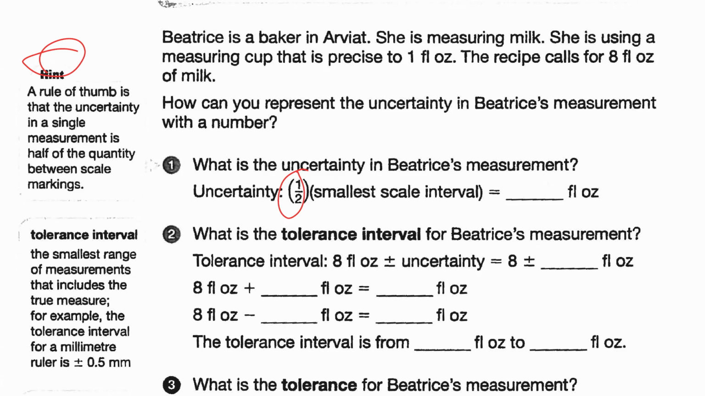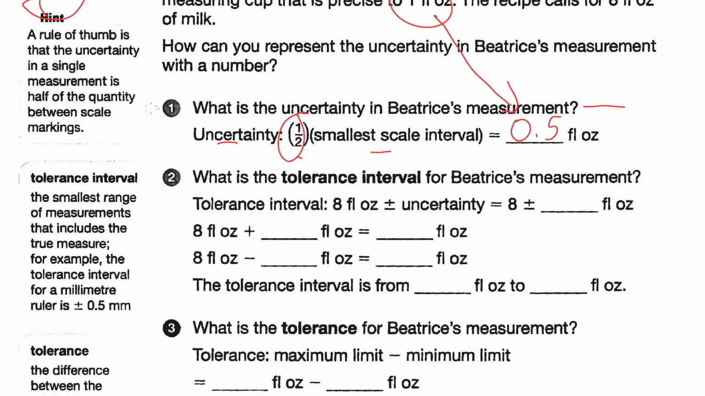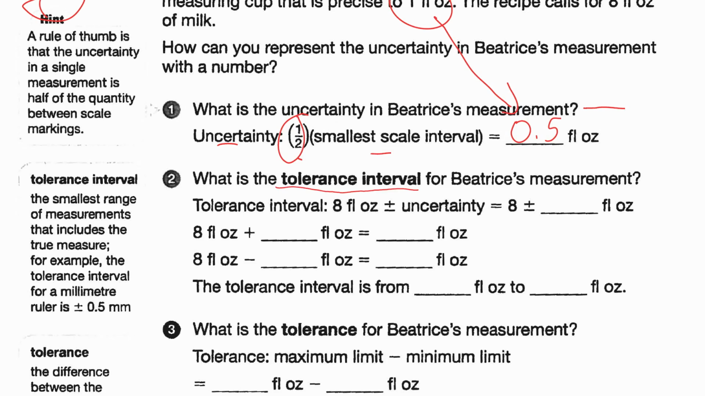So what is the uncertainty in Beatrice's measurement? The uncertainty is half times the smallest scale interval. So that'll be 0.5 fluid ounces, because 1 is her smallest. So half of 1 is 0.5.